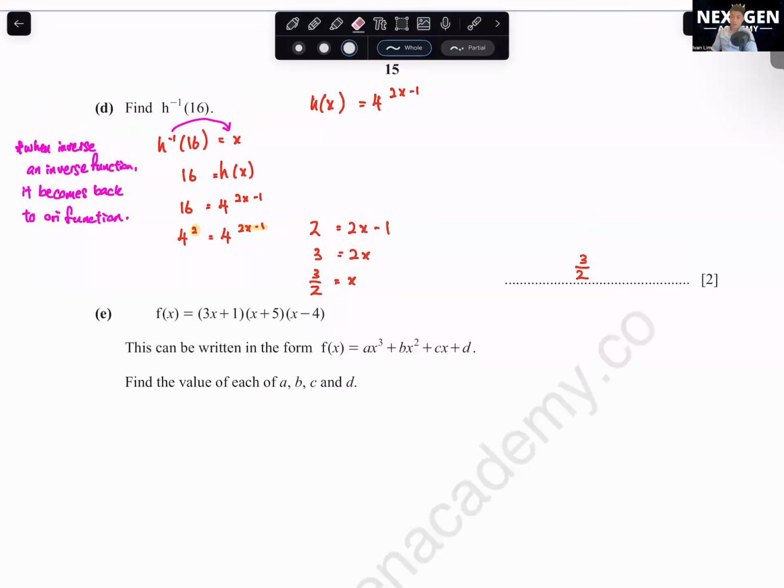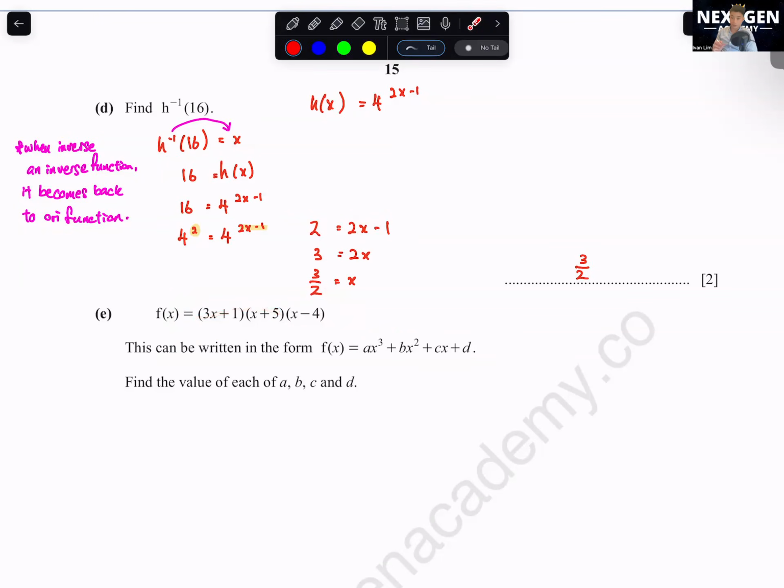Okay, next one. Question E. f(x) is this. It can be written in this form: ax cubed plus bx squared plus cx plus d. Write a, b, c, and d. What do we need to do? We just need to expand all the brackets.